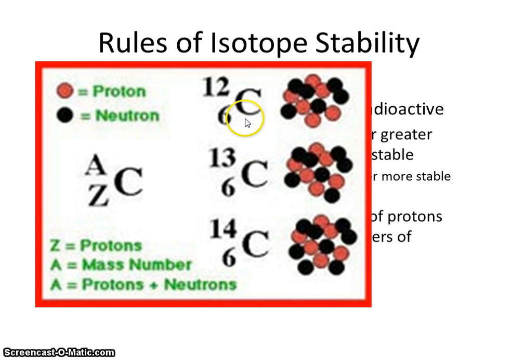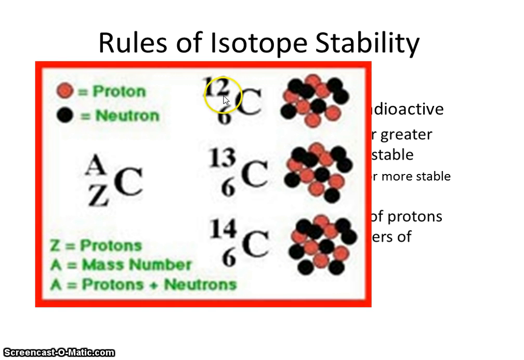So if we think back to our rules of stability, if we have an even number of protons to neutrons, we tend to have a more stable element. So automatically we know that carbon-13 is less stable than carbon-12 or carbon-14. To figure out which of these is more stable, carbon-14 or carbon-12, we then have to look at how do the protons divide into the neutrons.